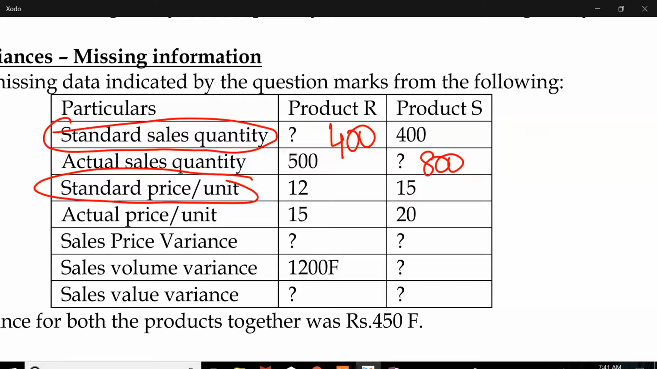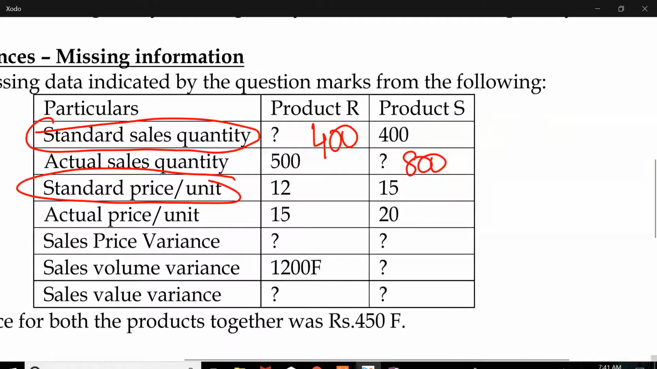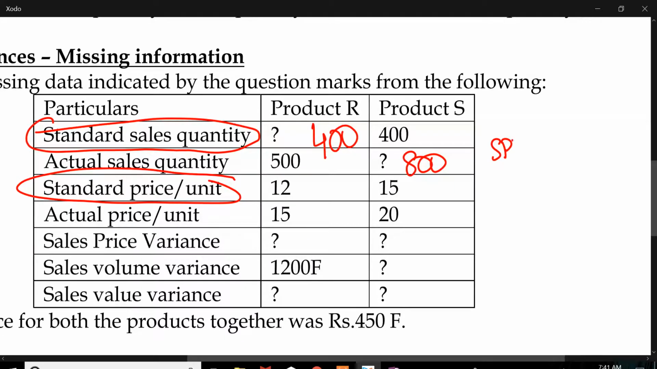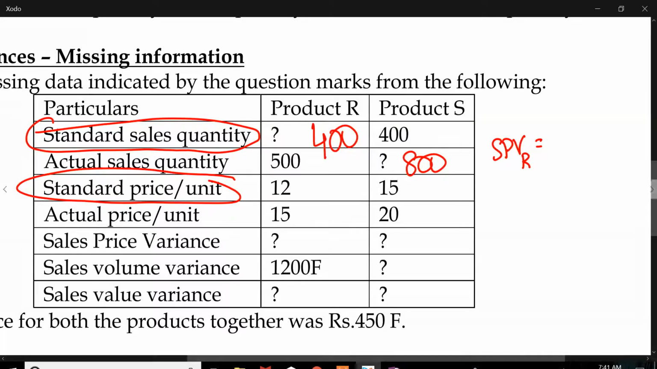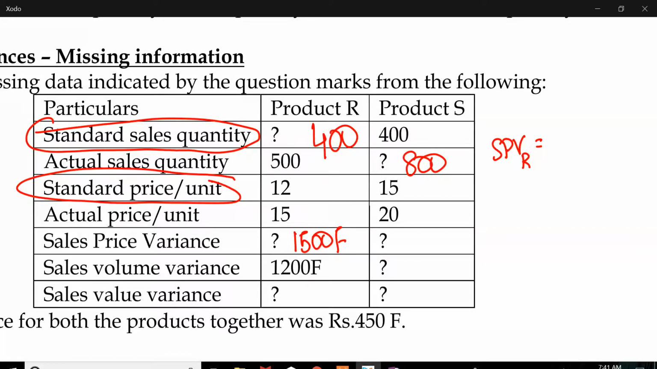Then SPVR, sales price variance, calculate for product R. SPVR equal to, what is the formula? BP into AQ minus AP into AQ. Positive, favorable; negative, adverse. BP into AQ minus AP into AQ.